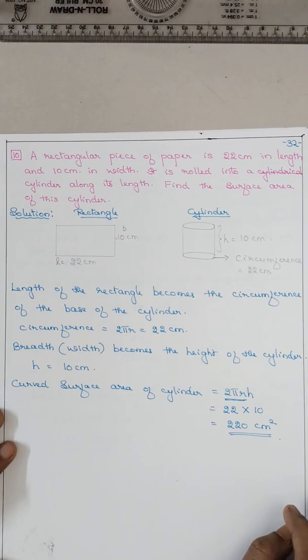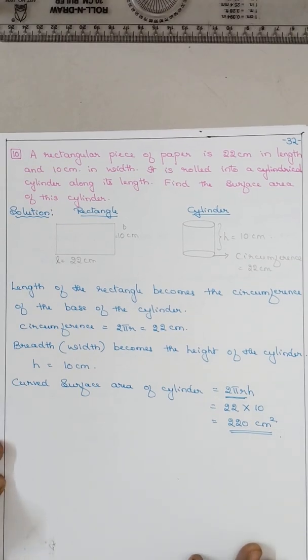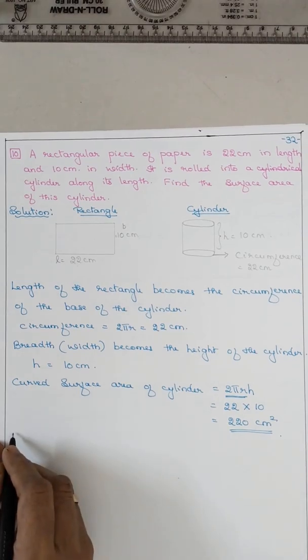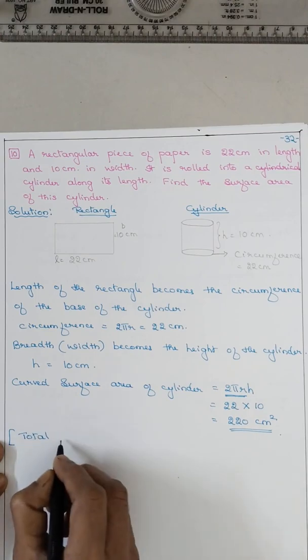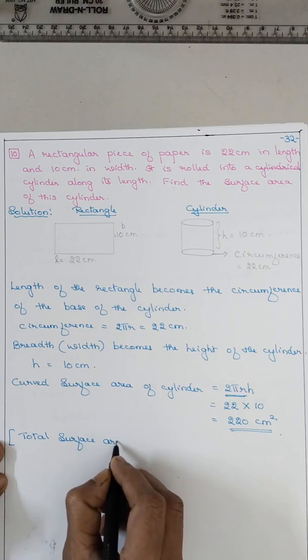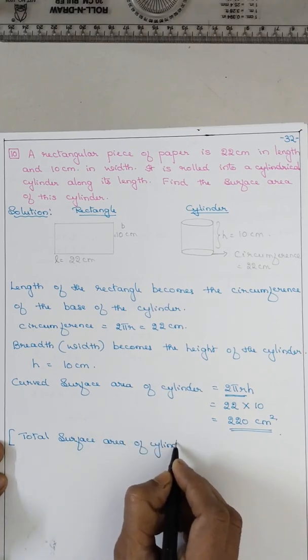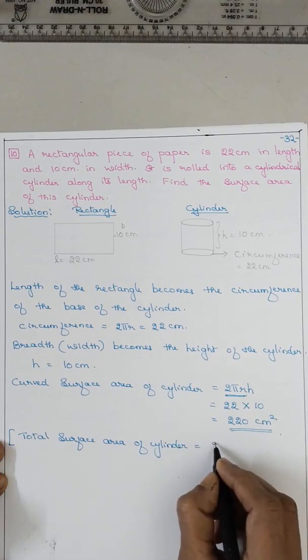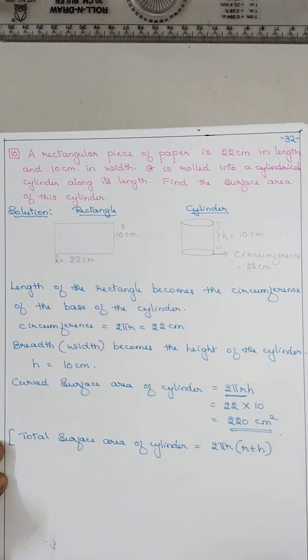But sometimes they might ask the TSA, the total surface area. So in that case, how will we find it out? We'll see. The total surface area of a cylinder is equal to 2πr(r + h).